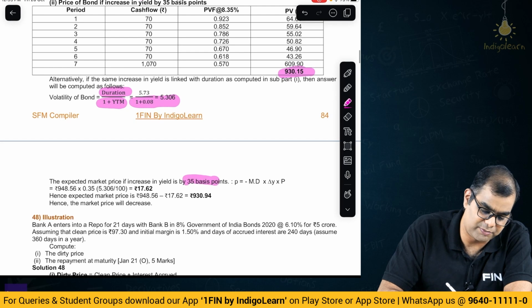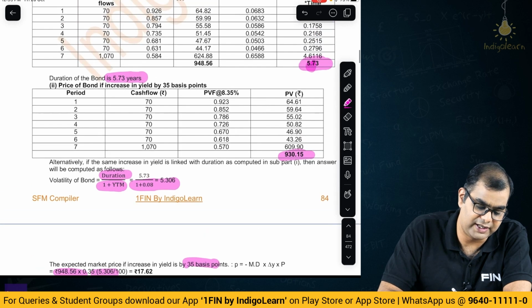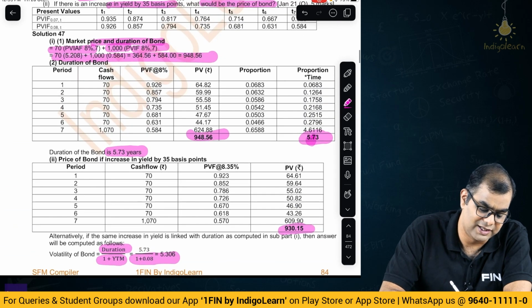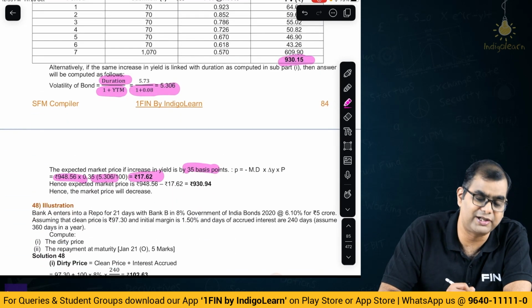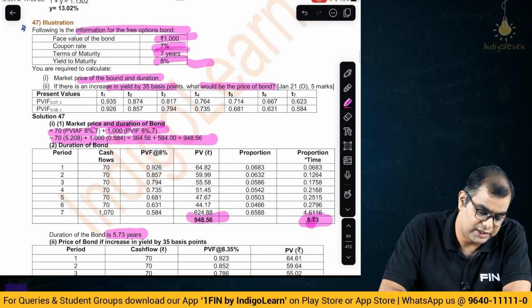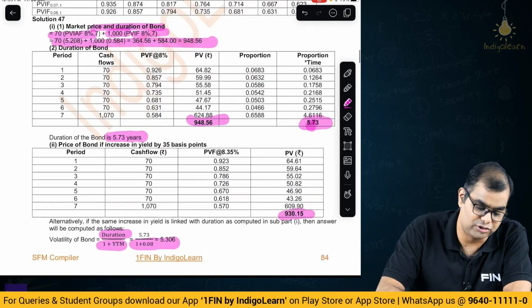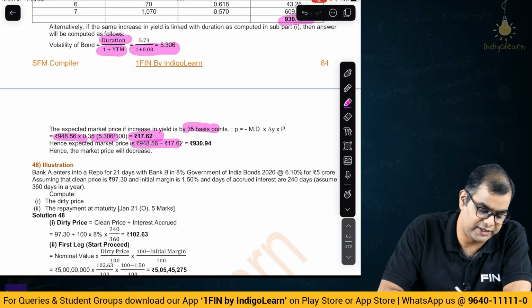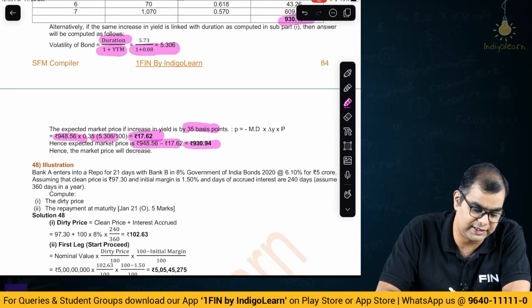So for a 35 basis points yield change, it will be 0.35 into 5.306 into 948. Why 948? 948 is the current price. So you will get the change as 17 rupees. Now if there is an increase in yield, price will come down. Those 17 rupees will be a decrease in price. So 948 minus 17, you will get 930.94.